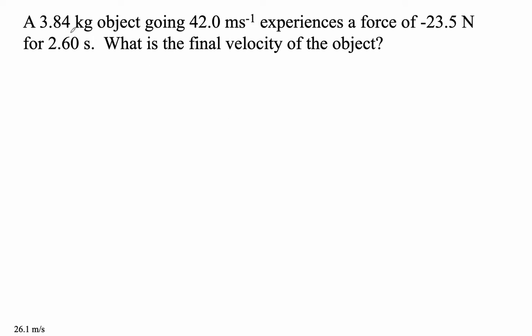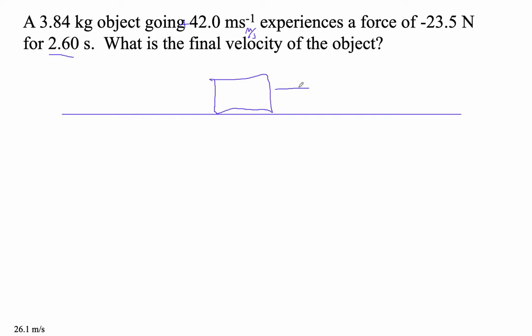A 3.84 kilogram object going 42 meters per second experiences a force of negative 23.5 newtons for 2.60 seconds. Oh, so this force is slowing it down. It's moving to the right, but this force is slowing it down. Let's draw a picture of this. So here's this object. Let's say it's going this way at 42 meters per second.